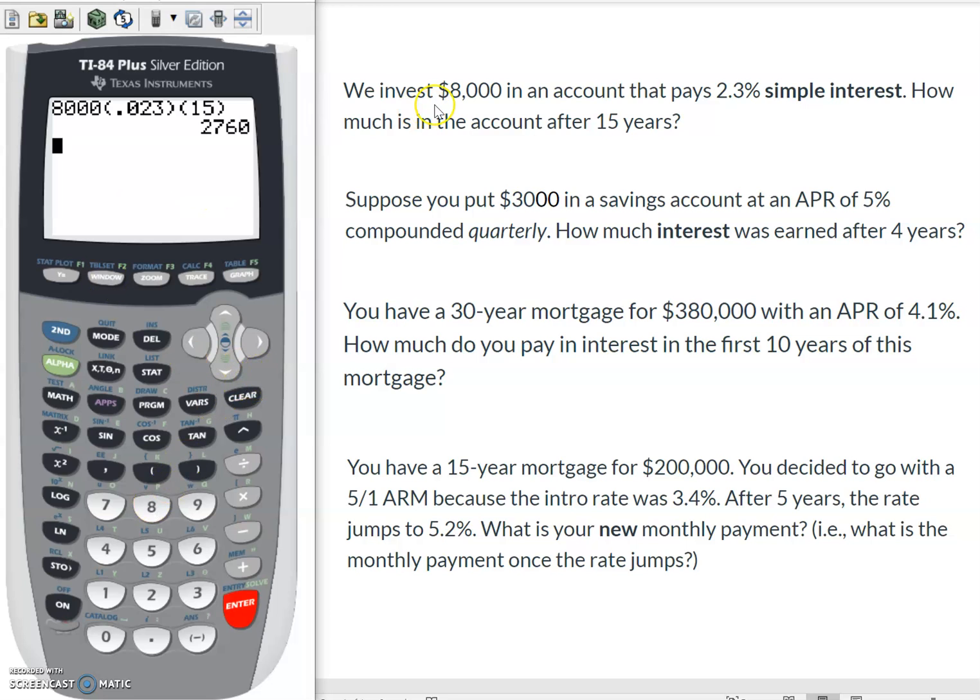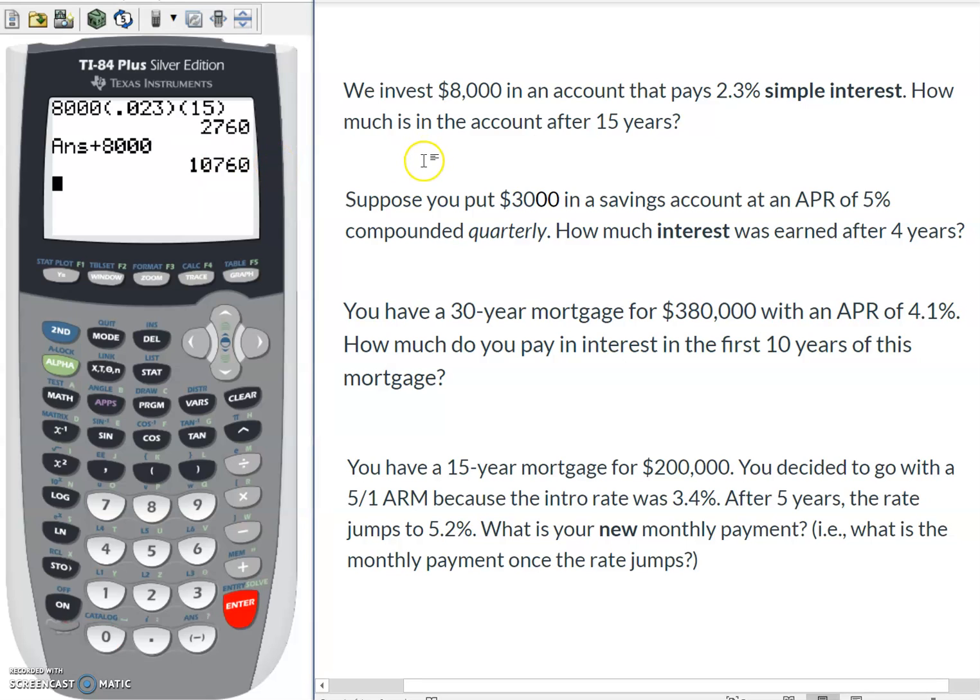We should know that this number can't be the answer because we started with 8,000. If I'm earning interest, I shouldn't have my value go down. So instead we're saying, oh, that's the interest I earned. So I should take that and add on the original amount that was already in there. So we should have 10,760 as our actual answer there.